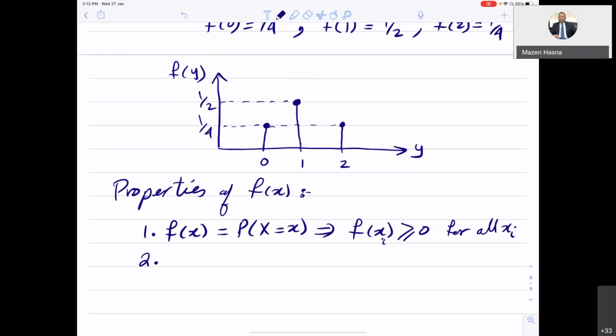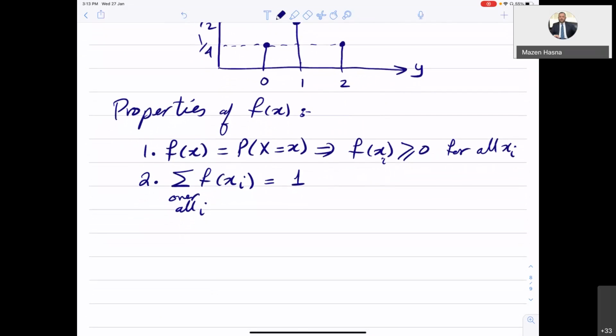And the second important property, you should tell me about it. What happens if I add all values of f of x? What do I get? 1. If I add all possible values of f of x, they should add to 1, because this is what I started with. I started with a total probability of 1, and then I distributed those probabilities over the possible values.